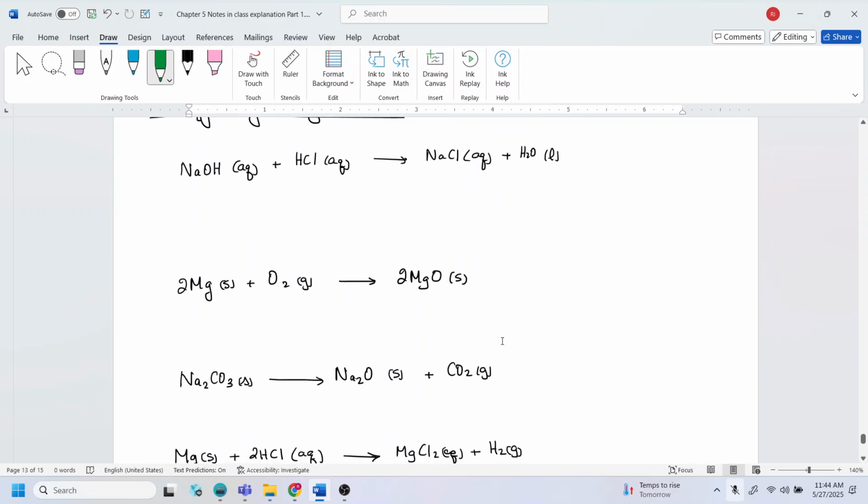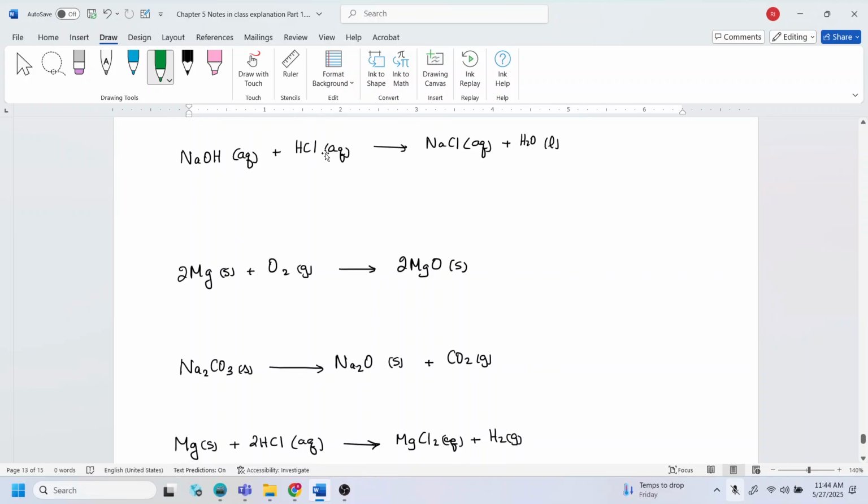Let's have more examples in here. So classify the following. Sodium hydroxide, HCl. This one is a double replacement reaction. So this one is considered to be a non-redox reaction. It is a double replacement.